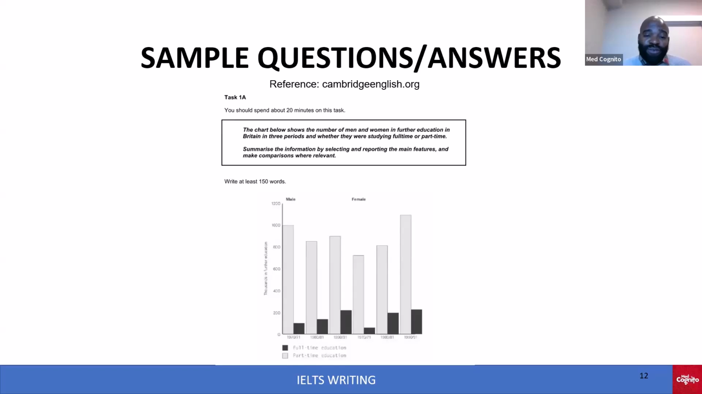We can summarize that for males. We can summarize that for females. And then we can make comparisons between the numbers that we have for male and for females. What again do we have? We have people studying part-time, people studying full-time.